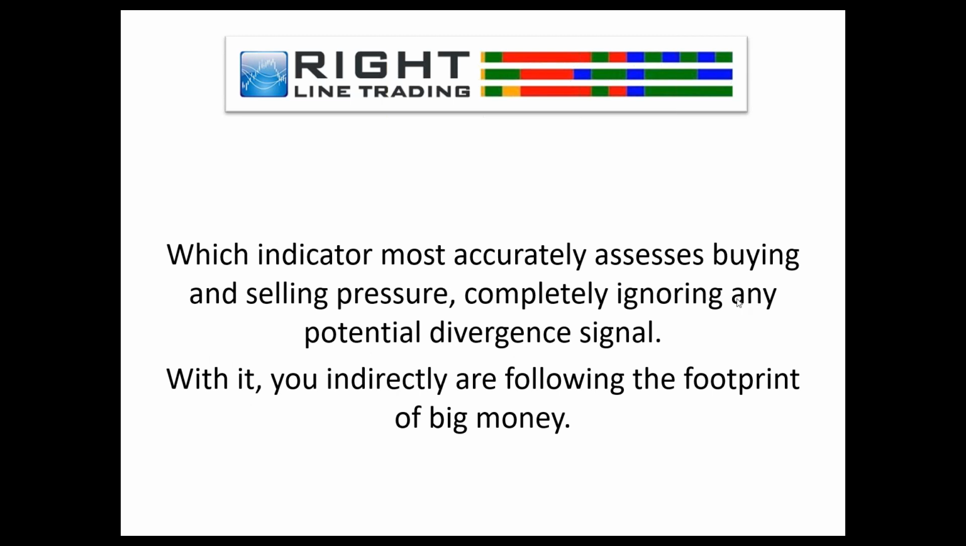So we have to look at the oscillator in a different way than it was looked at a few decades back. We have to gauge pressure as assessed by one of the oscillators, completely ignoring any potential divergence signal. And with it, you're indirectly tracking the footprint of big money.